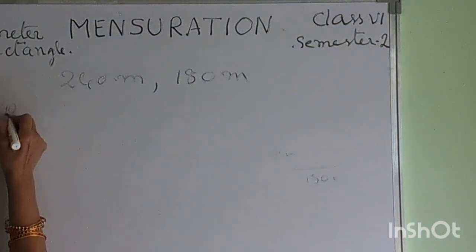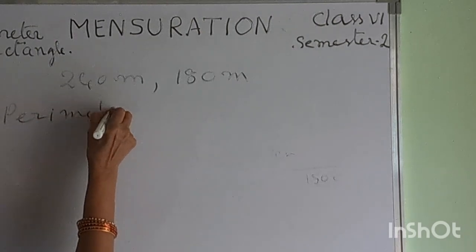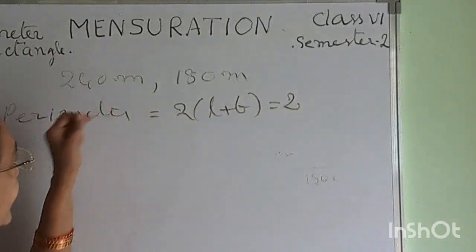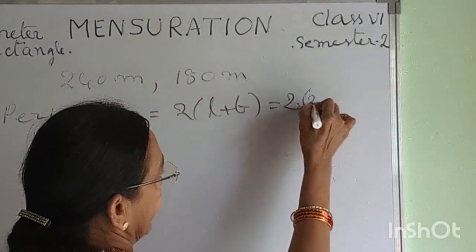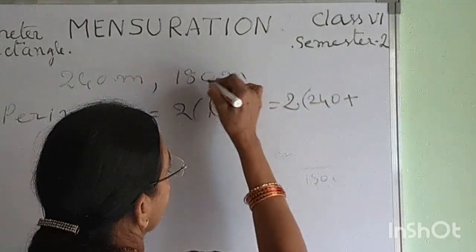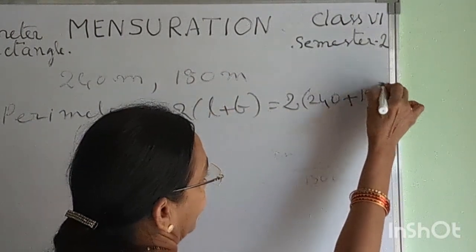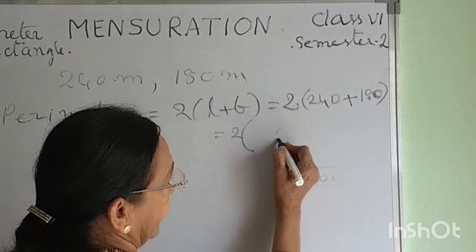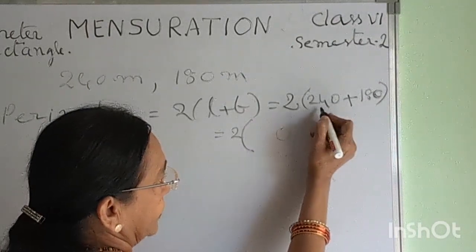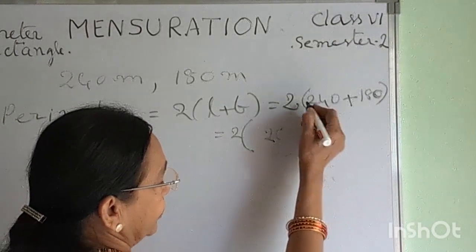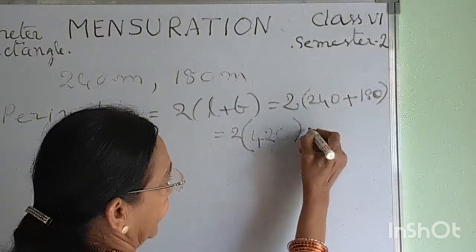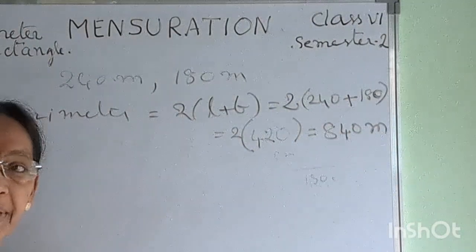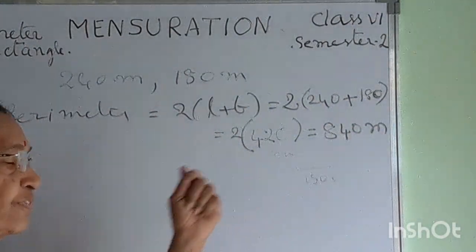So the field lengths are 240 meters and 180 meters. So perimeter of that field is equal to 2 into L plus B is equal to 2 into L is 240 meters and B is 180 meters. So that is equal to 2 into 240 plus 180. We will add, 0 ones, 8 plus 4 is 12, 1 carrying, 2, 420. 2 into 420 is equal to 840 meters. So the perimeter of the rectangular field is 840 meters.